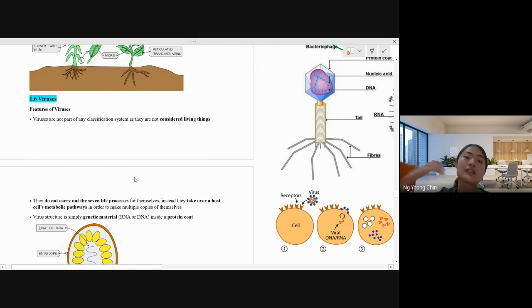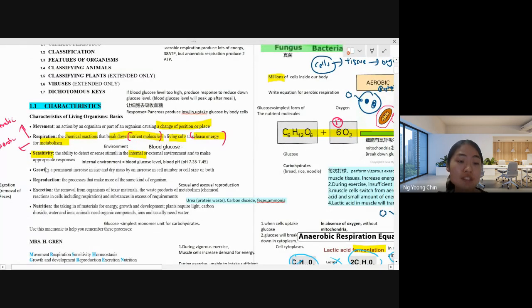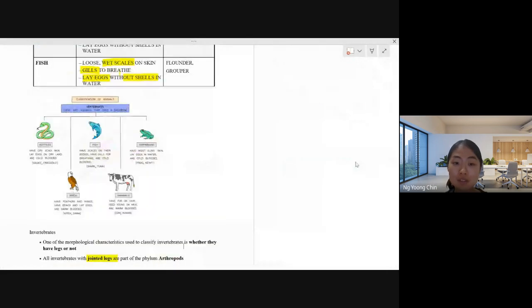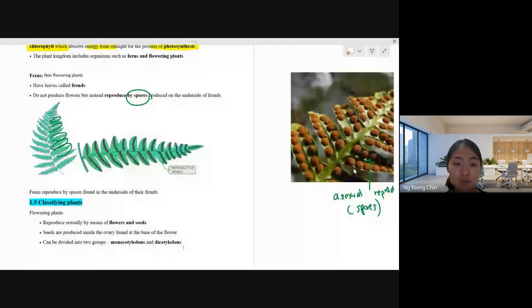Because the virus is unable to carry out the 7 life processes. You know, these 7 life processes we just learned last week. How many? 1, 2, 3, 4, 5, 6, 7. These 7 life processes: movement, respiration, sensitivity, growth, reproduction, excretion, nutrition, are all unable to occur in the virus because viruses are not living organisms, right? So they do not need to perform those life processes. They don't have the need to do this. So this is the characteristic of the virus.